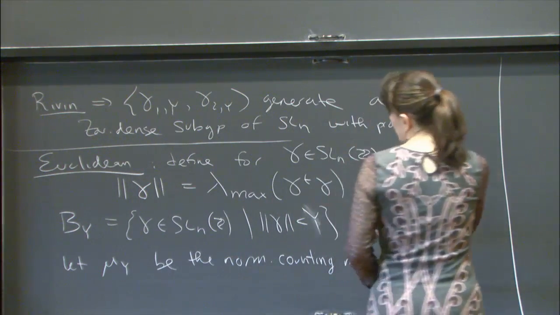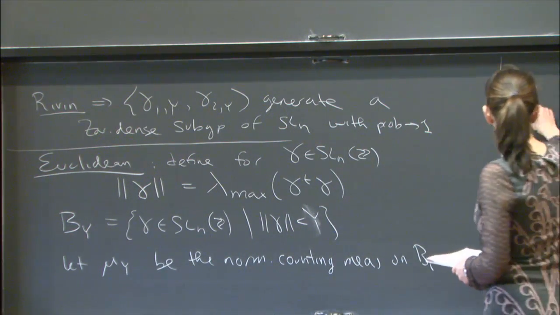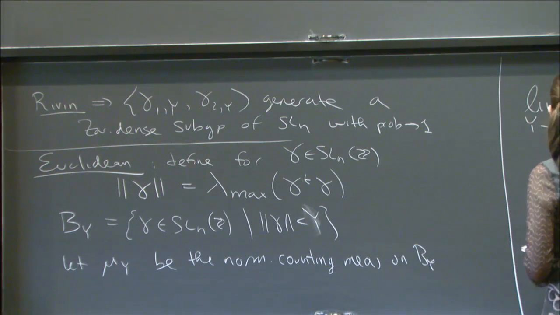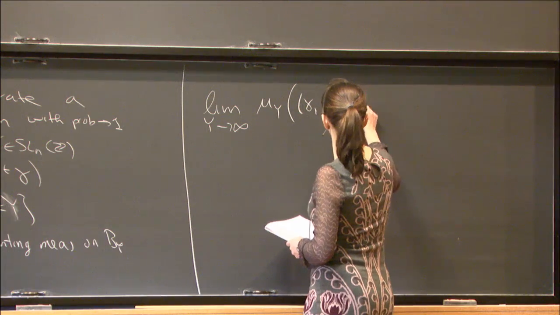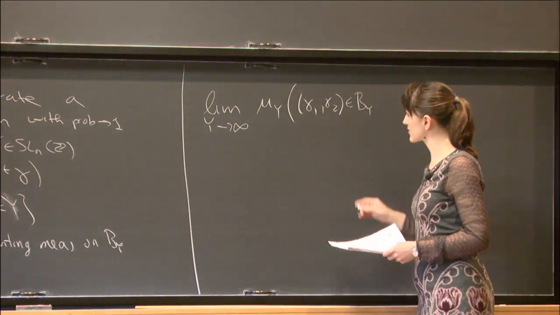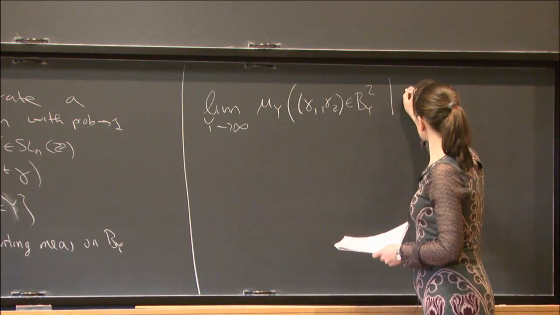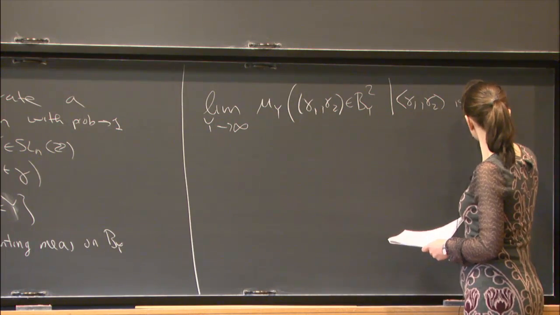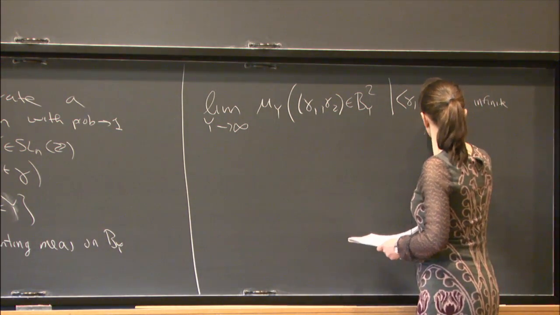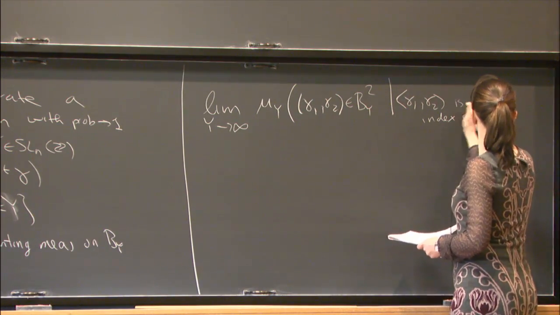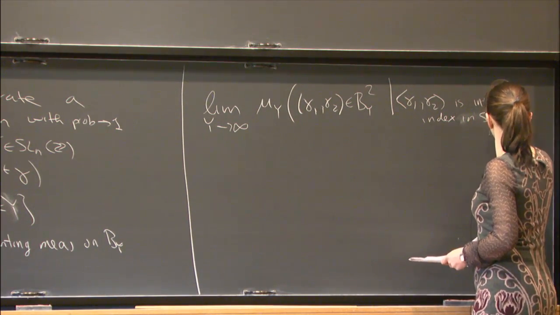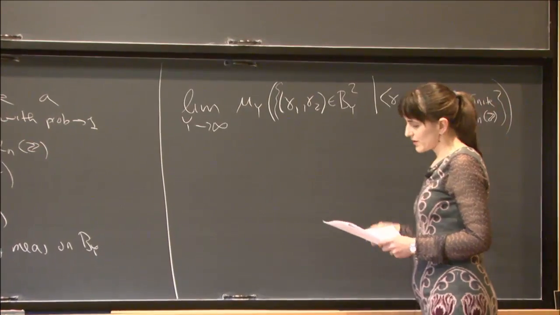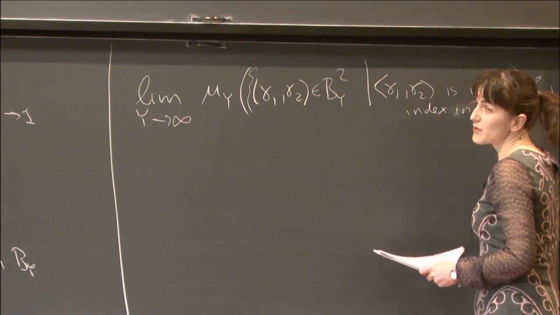Okay, so just like what Owen did, then we ask, what can you say about the limit as y tends to infinity of mu_y of pairs gamma 1, gamma 2 in B_y? So this mu_y induces a measure on B_y squared, such that gamma 1 and gamma 2 generate an infinite index subgroup, infinite index in SL_n(Z). Okay. So we'd like to show that this also goes to 1.